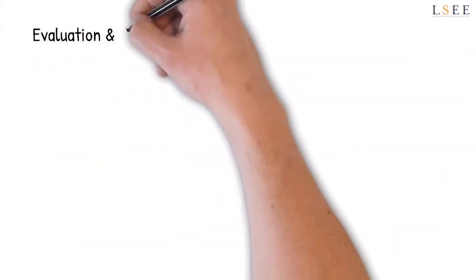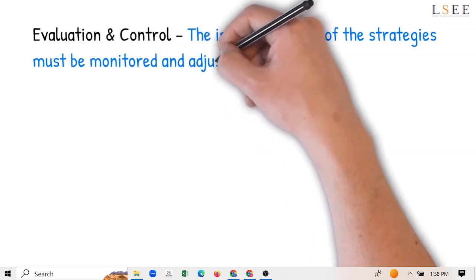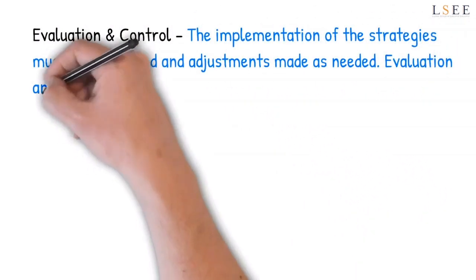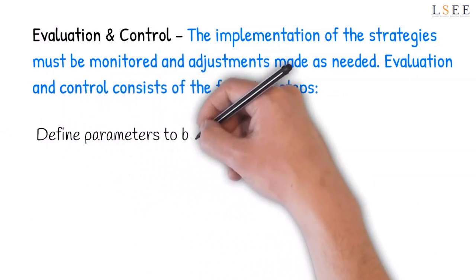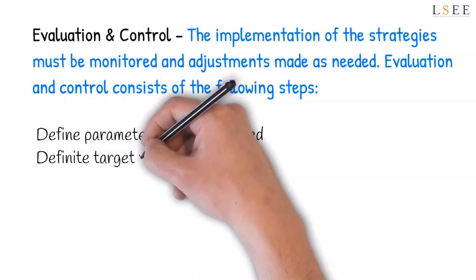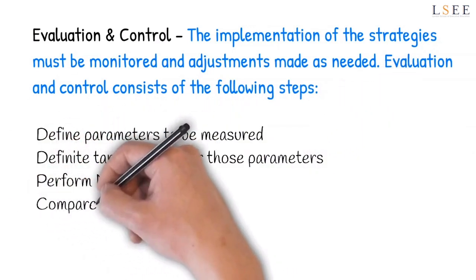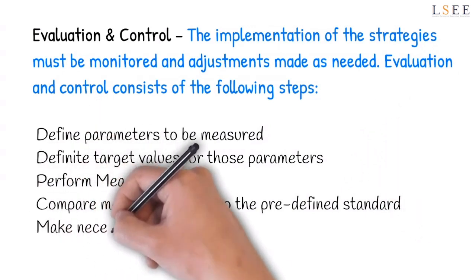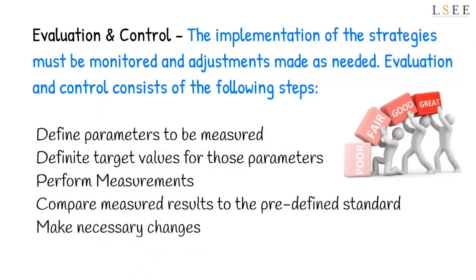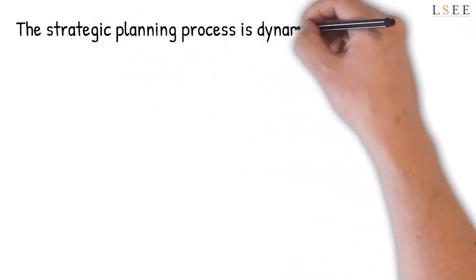Evaluation and control. The implementation of the strategies must be monitored and adjustments made as needed. Evaluation and control consists of the following steps. Define parameters to be measured. Define target values for those parameters. Perform measurements. Compare measured results to the predefined standard. Make necessary changes. The strategic planning process is dynamic and continuous.